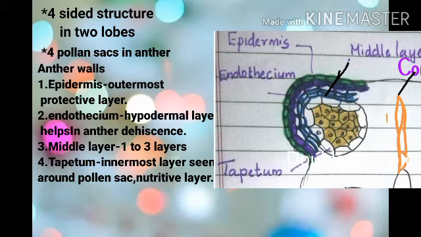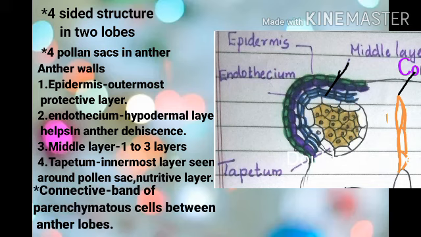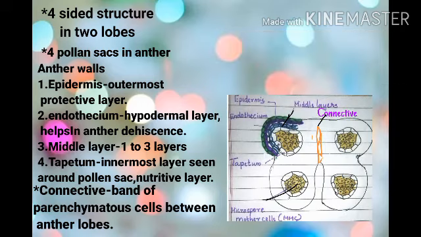And last, the fourth layer, it's called tapetum. Tapetum is a nutritive layer, which will be seen around all the pollen sacs, or all 4 pollen sacs. Around the pollen sac you can see this tapetum. Then at the center we can see the 2 lobes are connected by a parenchymatous tissue, which is called connective. They connect the 2 lobes of the anther.